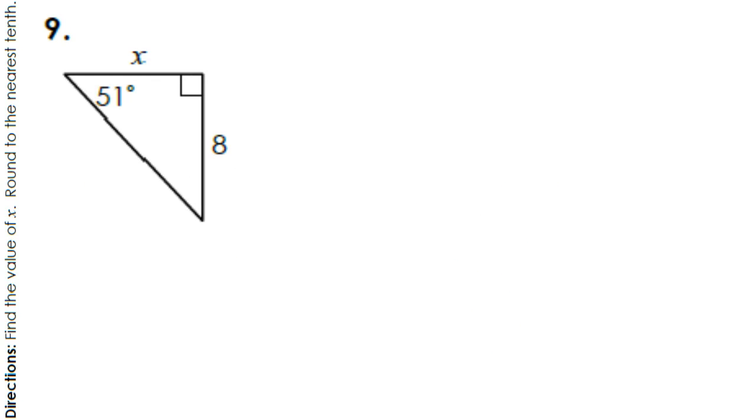Example 9. This side again, I'm looking for a side length. So I'm going to identify what I have based upon that 51-degree angle. Across from 51 is the opposite side. Helping to form the 90 is the adjacent side. So I'm going to use tangent again.